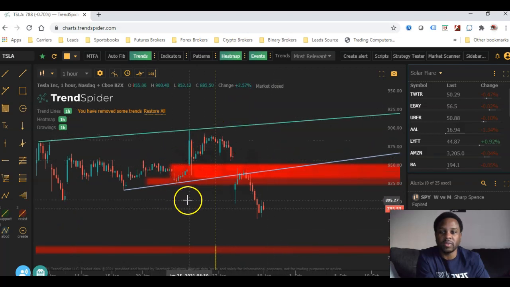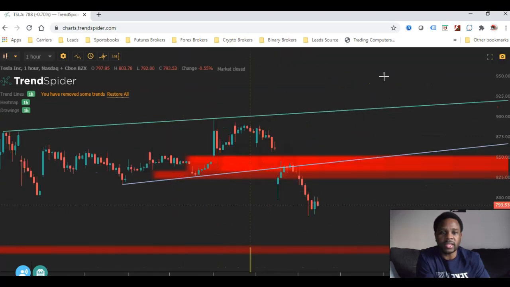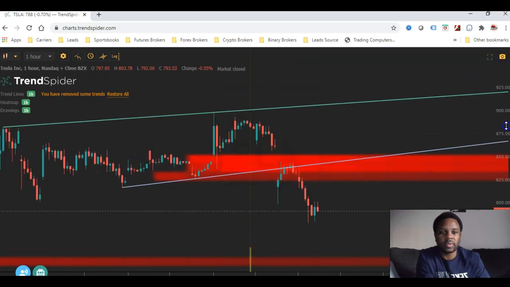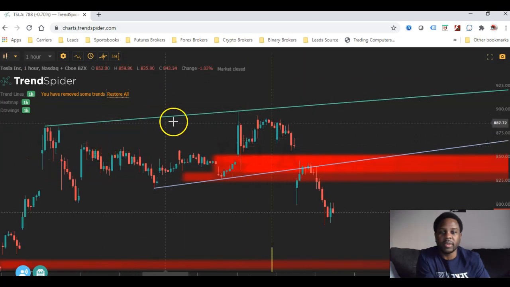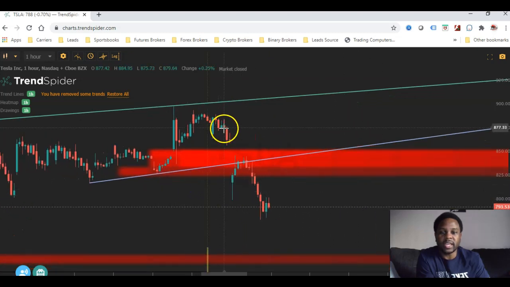And right here, this was how I was able to make money last week on Tesla, because I saw right off the top that this was in a wedge, from the trend lines that TrendSpider gave me. I saw that price broke.